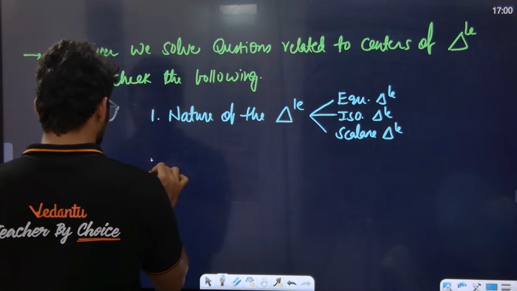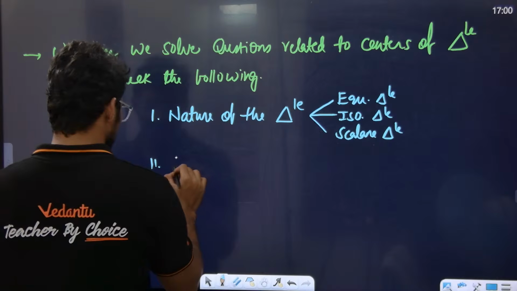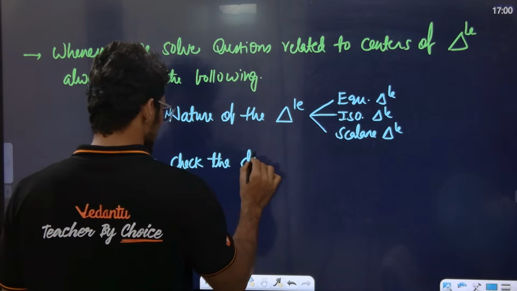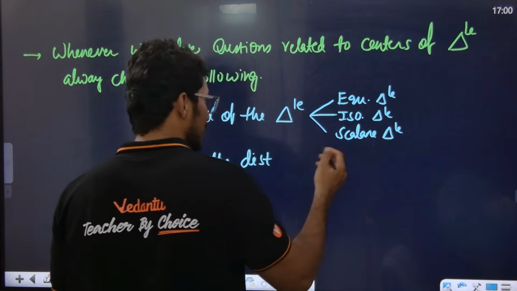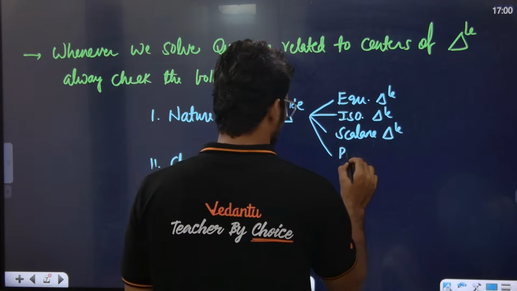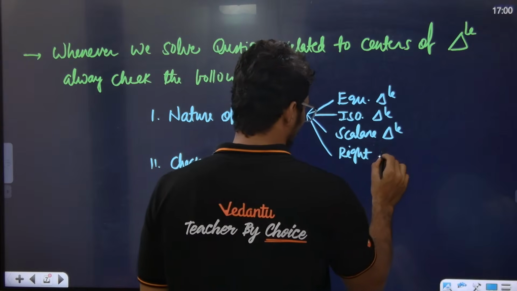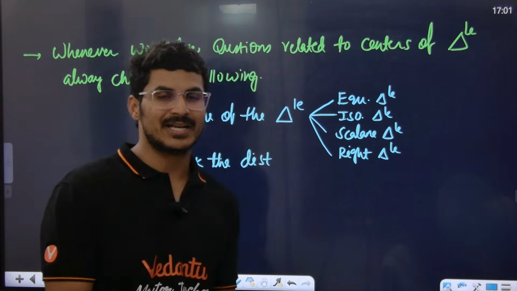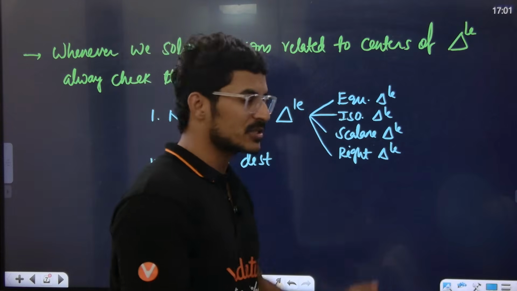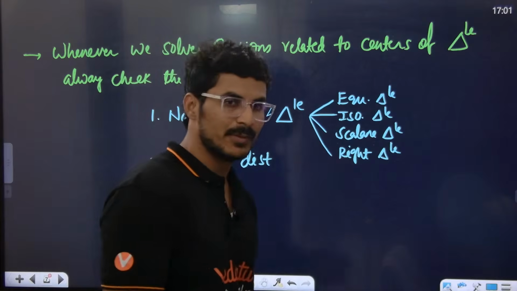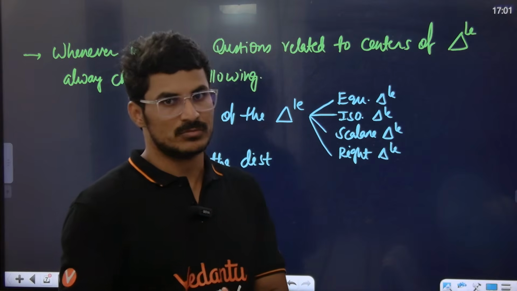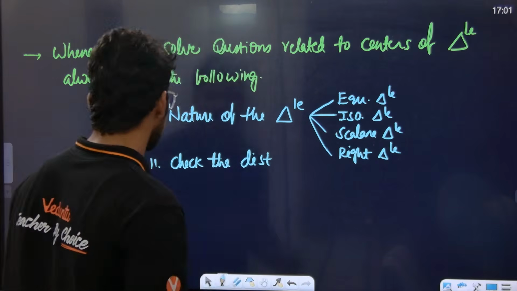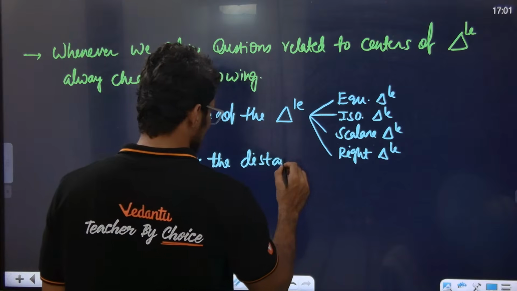And second point, check the distance. Or you can say you need to check whether it is a right angle triangle or not. We'll come to know the nature of the triangle. How do we check that? Equilateral triangle, all sides should be equal. Isosceles means 2 sides will be equal. Right angle triangle, you know the Pythagoras theorem: hypotenuse square is equal to base square plus height square. Scalene triangle means all different.